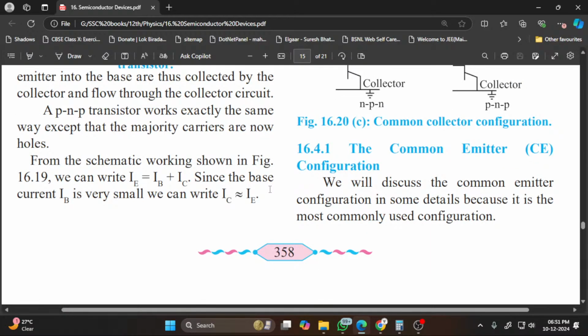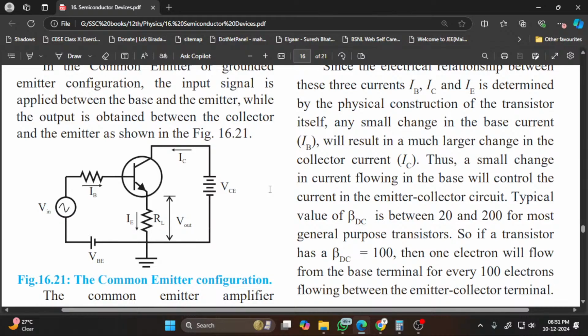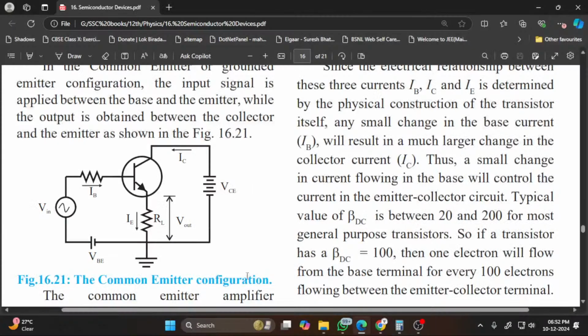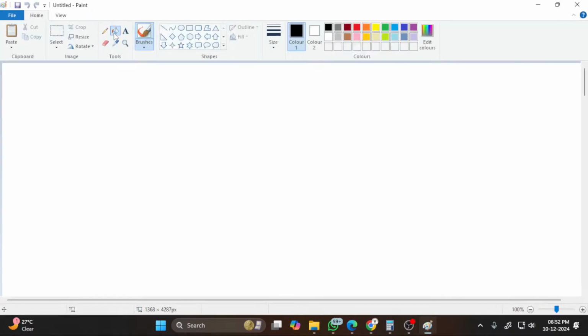The common emitter configuration, we will discuss common emitter configuration in some detail because it is most commonly used configuration. So how do you connect a transistor in common emitter circuit? So this is the common emitter configuration. We have a transistor, then the input is applied between base and emitter, and output is taken between collector and emitter. So this configuration is called common emitter configuration.